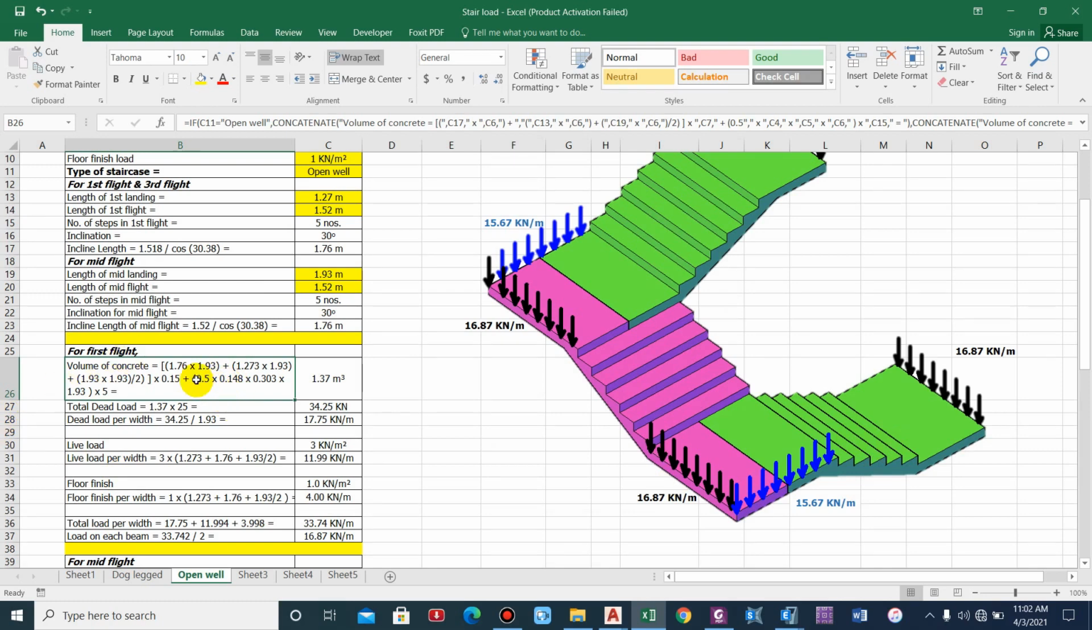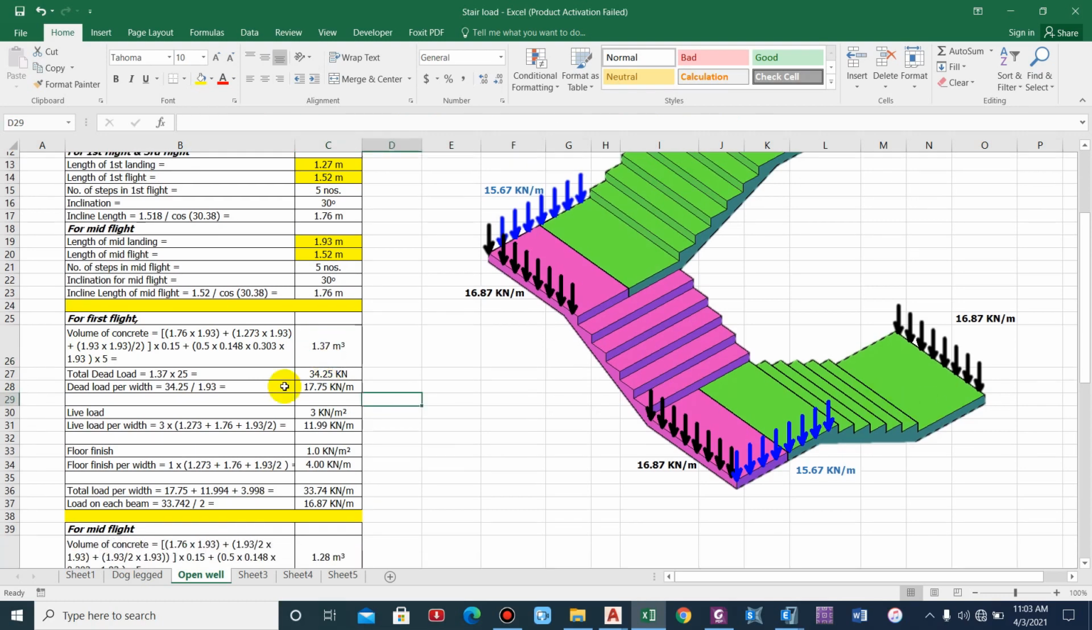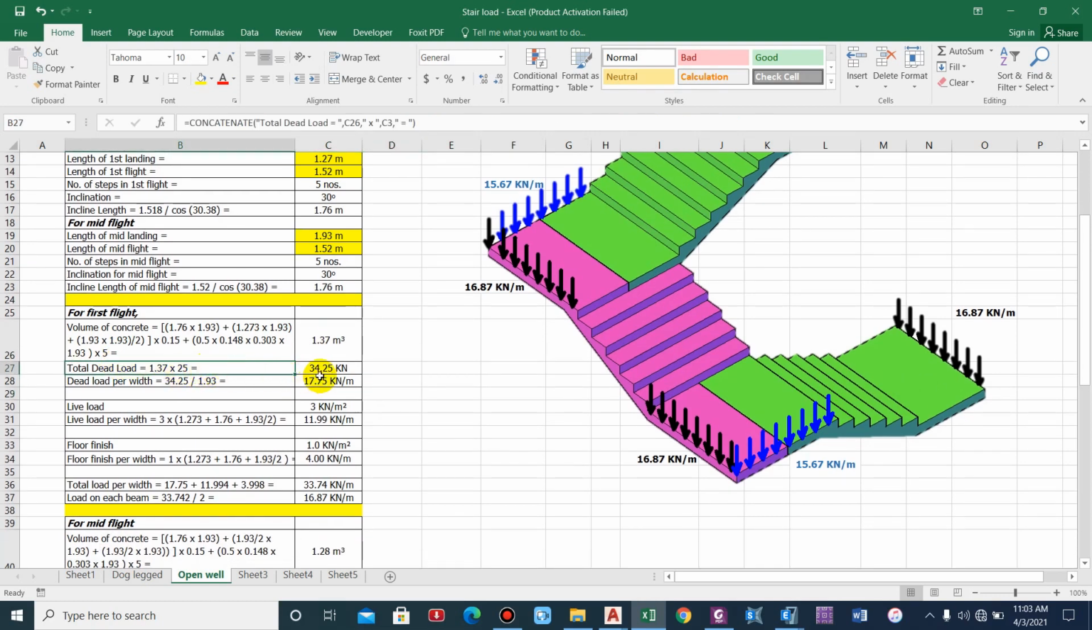Now considering the steps, 0.5, that is 1/2 into b into h, area of the triangle, into width, that will give the volume, into number of steps. So we get 1.37 meter cube. So the basic difference between open well and dogleg staircase is that we'll consider half of the landing load for each flight. So total dead load 1.37 into unit weight 25, 34.25, dead load per width 17.75. We are dividing the point load now into the uniformly distributed load, so we get 17.75 kilonewton per meter.